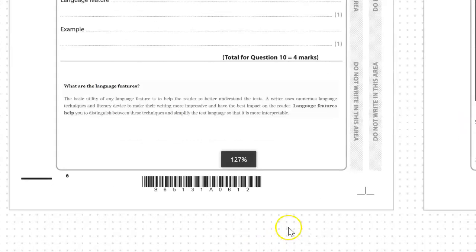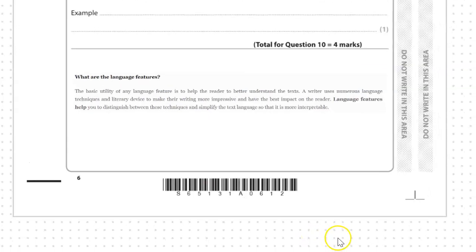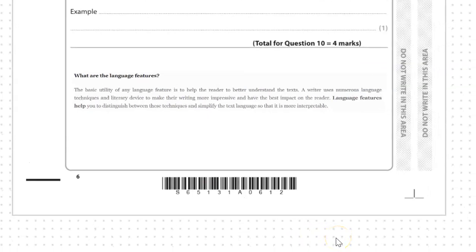So I put a definition on the paper there. So what are language features? The basic utility of any language feature is to help the reader to better understand the text. A writer uses numerous language techniques and literary devices to make their writing more impressive and have the best impact on the reader. Language features help you to distinguish between these techniques and simplify the text language so that it is more interpretable.